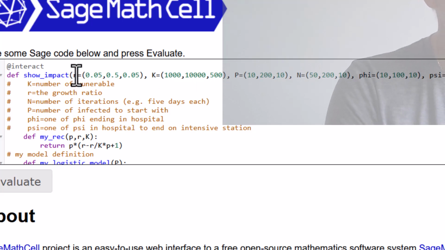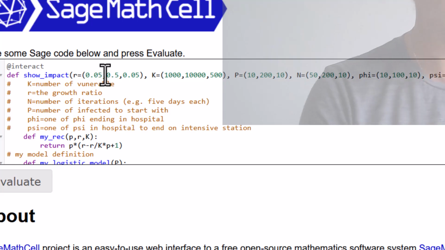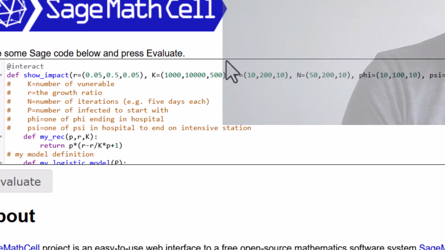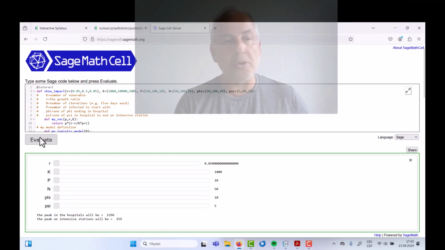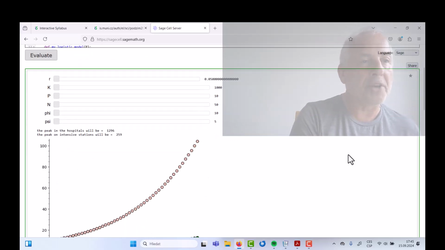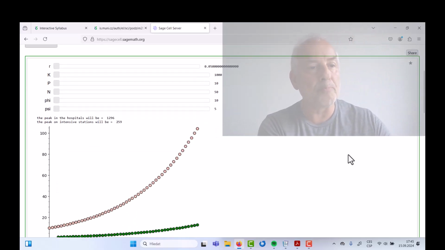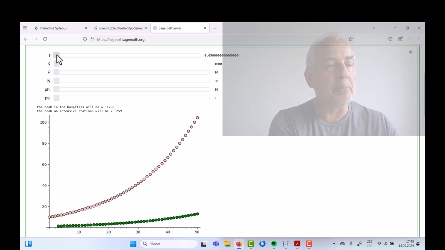So the small r is the ratio, the rate of getting infected if you meet someone. P is the starting point, n is the number of iterations, and phi and psi are interesting because phi means how many of the infected end up in hospital, and psi is how many of those in hospital will land in intensive care. And if you evaluate it, you can look at the code. It's extremely simple, so there is nothing complicated to discuss, but let's work a little bit with the parameters, right?